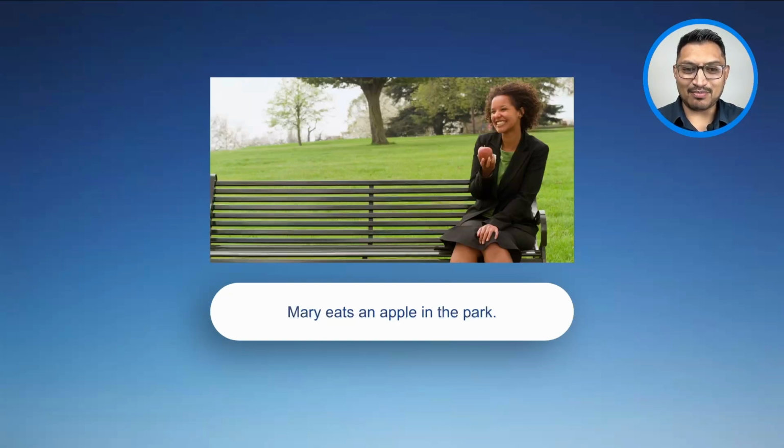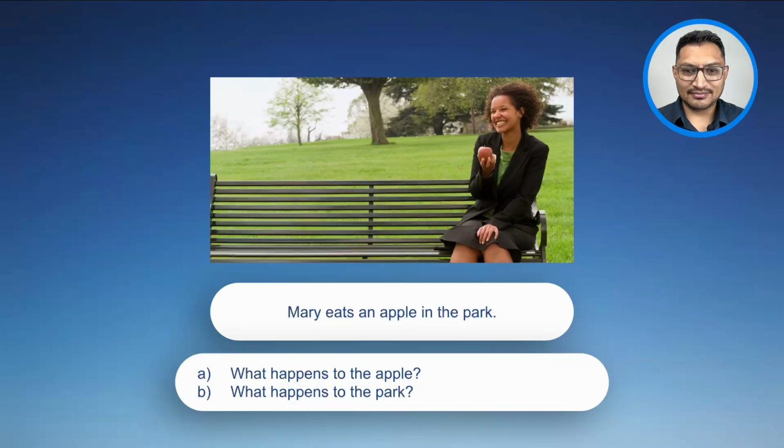Mary eats an apple in the park. So, what happens to the apple? And what happens to the park? We can say that the apple gets transformed. You consume the apple, it gets finished, and it goes from being a fruit to becoming energy. So the apple is transformed. On the other hand, nothing happens to the park.